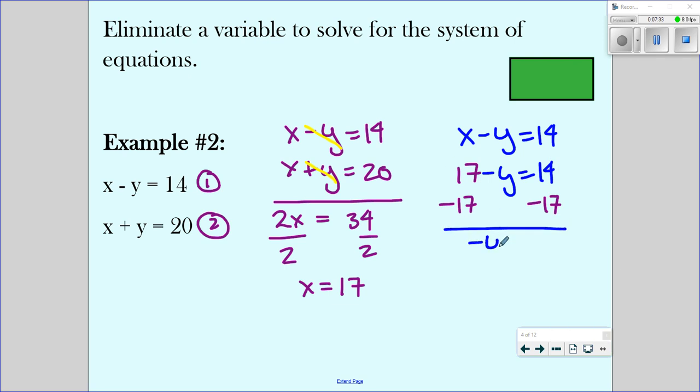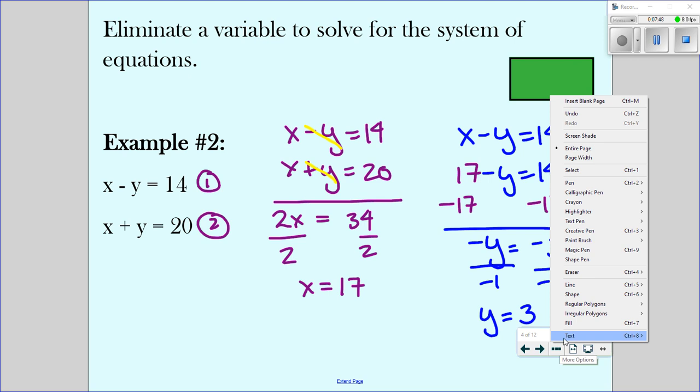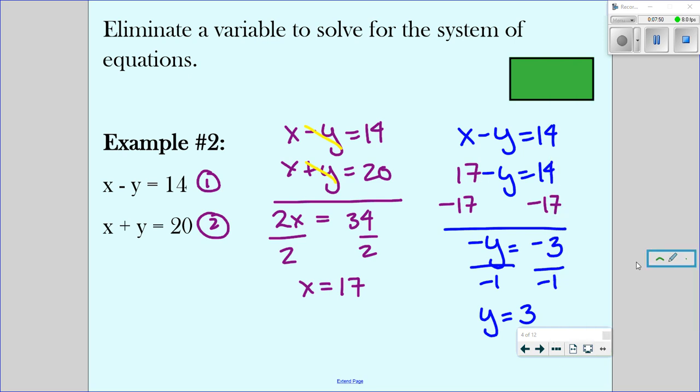This will cancel out. This will be negative y, and this will be negative 3. We have that invisible 1, so we need to divide by negative 1 on both sides. And then we get y equals 3. And then I write my final answer in coordinate form, which would be 17, comma, 3, x, comma, y.